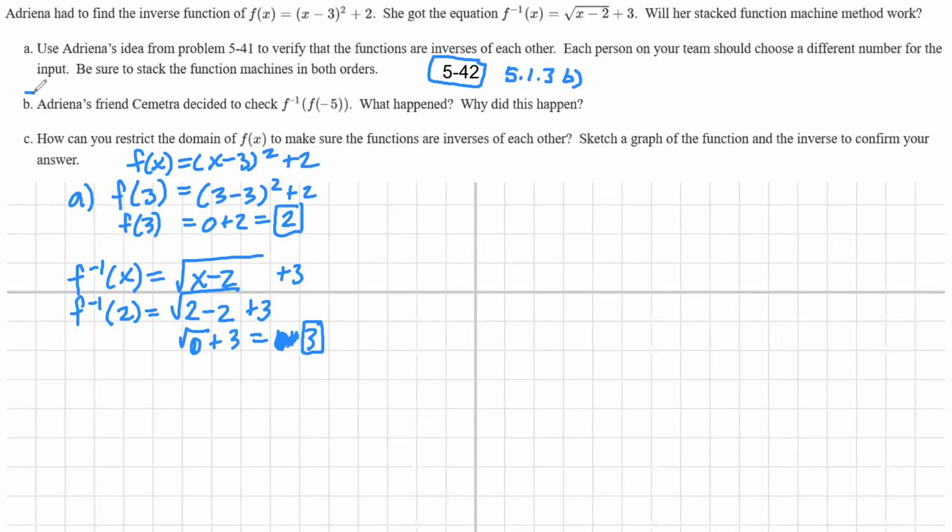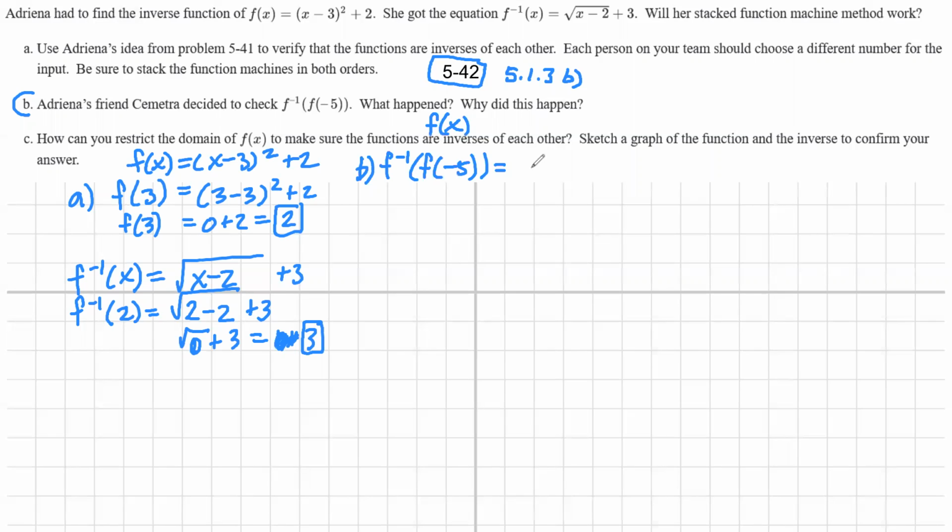Okay, let's look at part B. Adriana's friend, Symmetry, decided to check f inverse of f of negative 5. What happened? Why did this happen? Okay, so let's see what her friend is doing. Let's plug in f inverse of f of negative 5. Okay, so this is our f of x function. A lot of people are confused by this notation, so I hope you guys are really paying attention. Like, what does this mean? It means this is the f of x, and we're plugging negative 5 into the f of x. So we're plugging negative 5 into here, right?